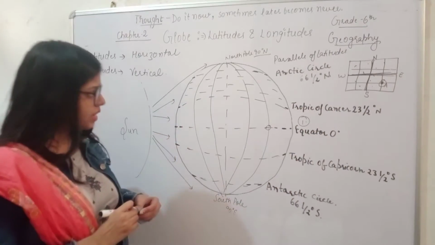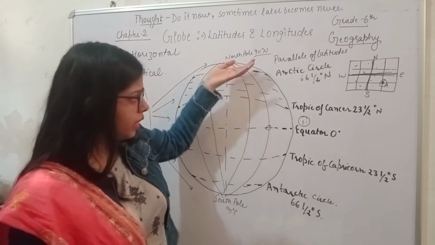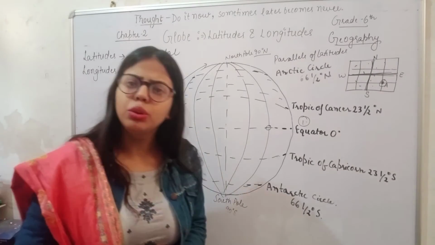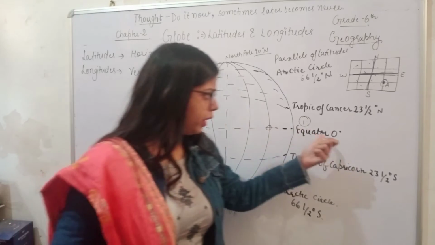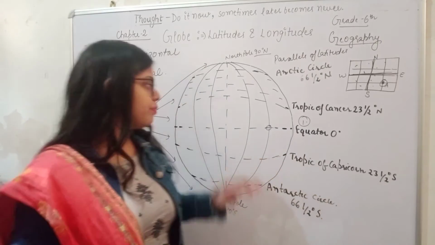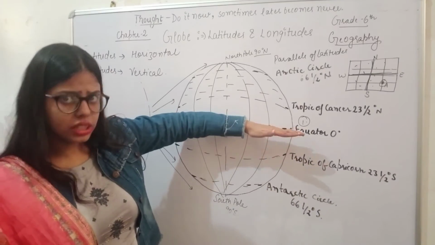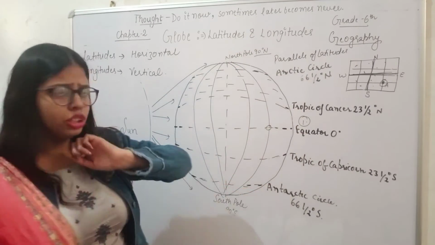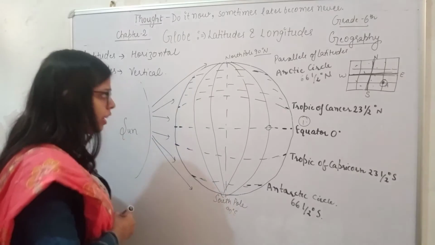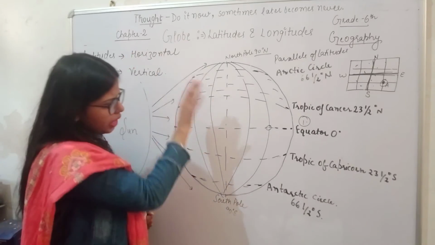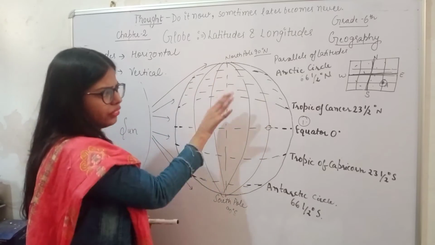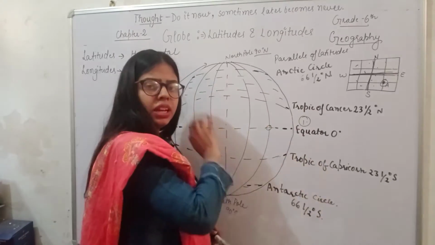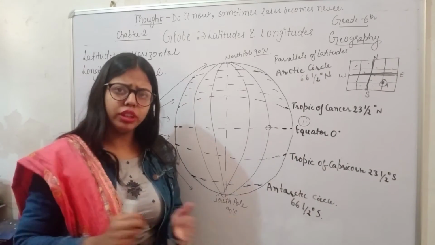So equator is that latitude which divides your earth into two equal parts, which divides your globe into two equal parts, is equator at 0 degrees. It is the one which divides the earth into two equal parts. The upper part is the northern hemisphere, the lower part is the southern hemisphere. Equator is the one that divides the earth into two equal parts.